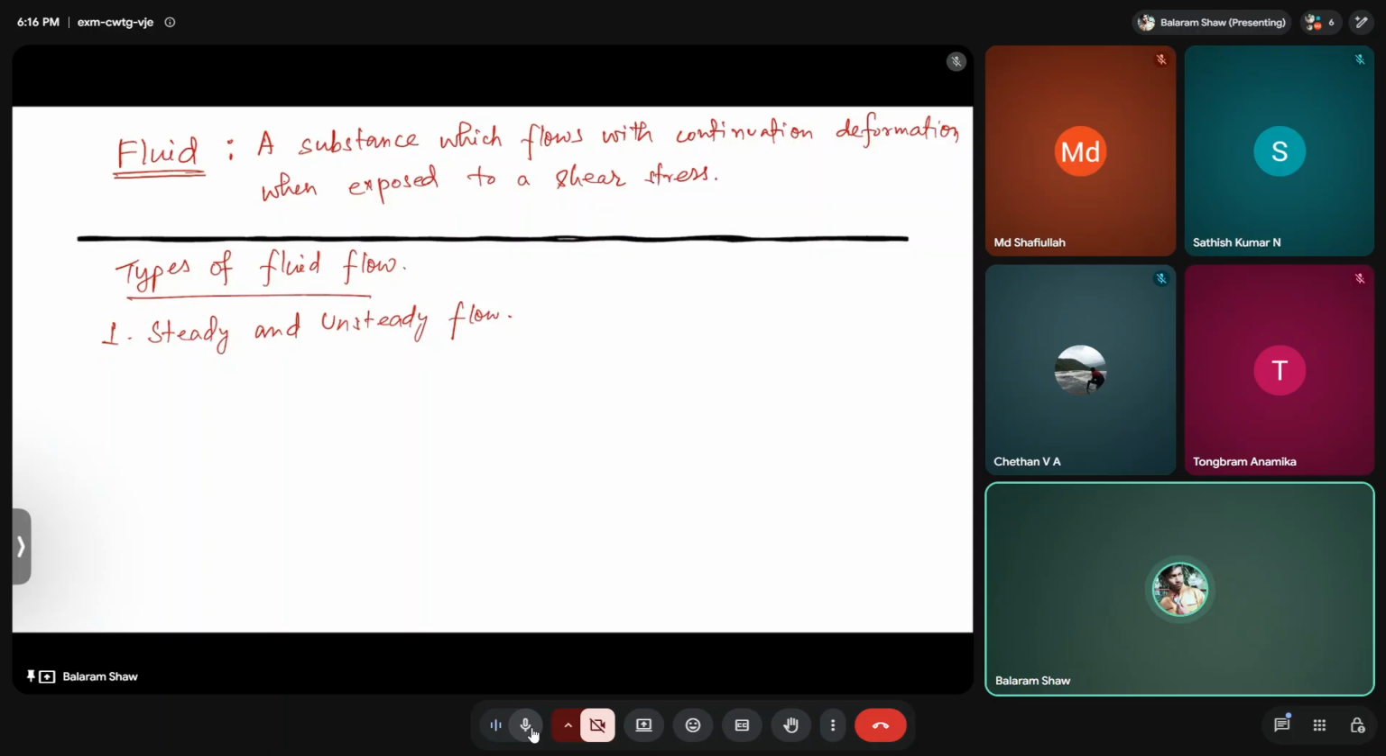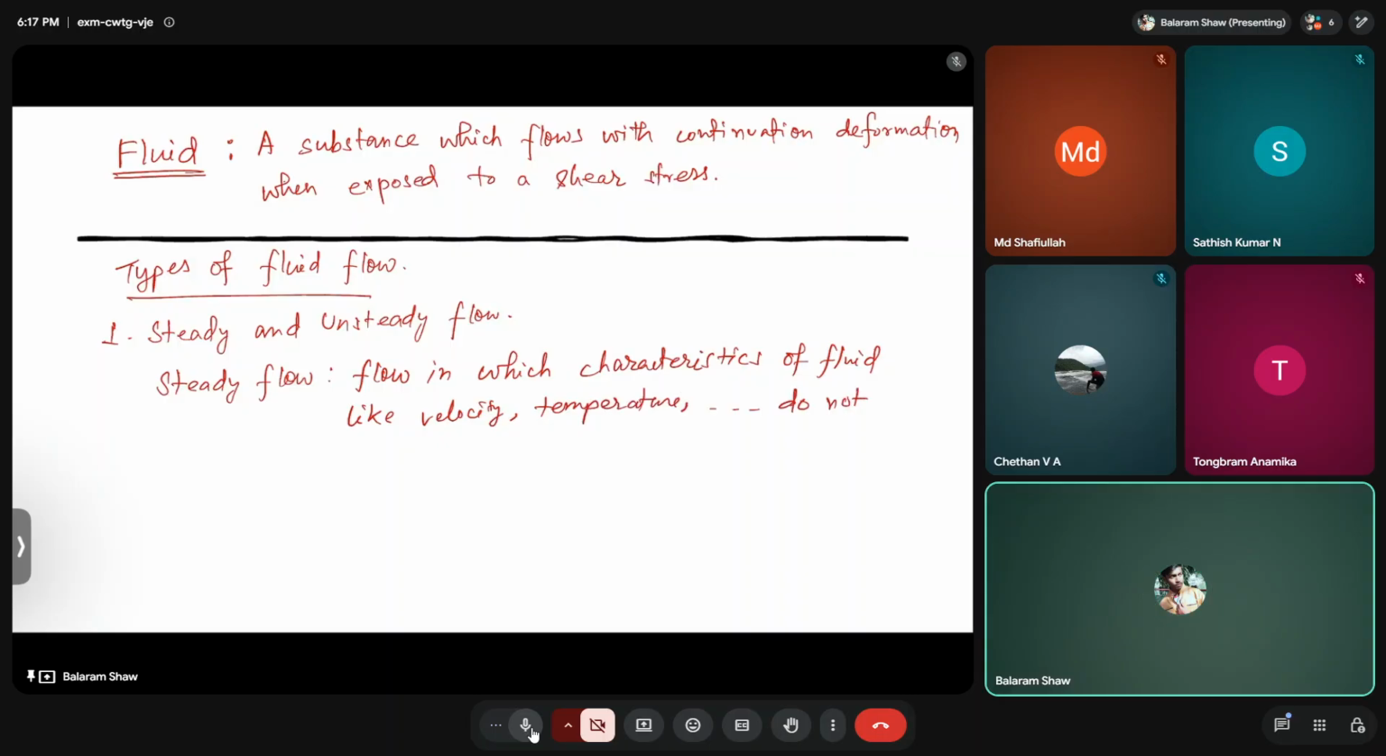So we know, first I'll discuss what is steady flow. Steady flow is the flow in which characteristics of the fluid, like velocity, temperature, pressure, density, etc., if these do not change at a point with time, we call that flow as steady flow.